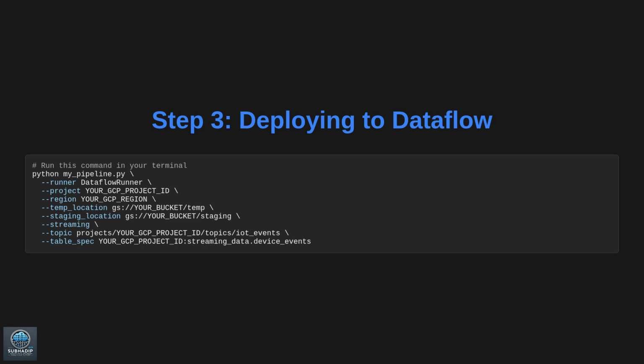With our code ready, we can deploy the pipeline to Dataflow. We do this by running our Python script with several command line arguments. The most important one is setting the runner to DataflowRunner. We also specify our project, region, a staging bucket, and the names of our Pub/Sub topic and BigQuery table.